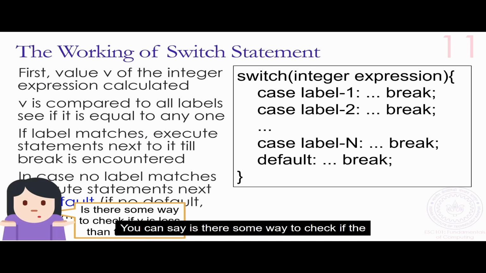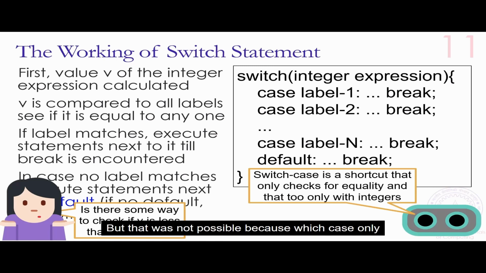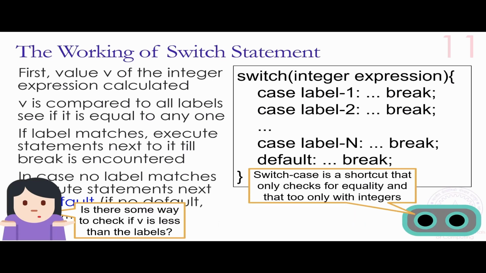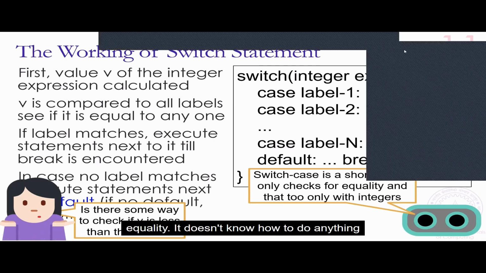You can ask, is there some way to check if the value is less than the labels? But that is not possible because switch case only checks for equality, and that too only for integers. So you can't do checks like you can do with if else, where you can say if a is less than 3, do something. You can't say switch n and expect that a logic of less than or greater than can be executed. It strictly only checks for equality. It doesn't know how to do anything else.